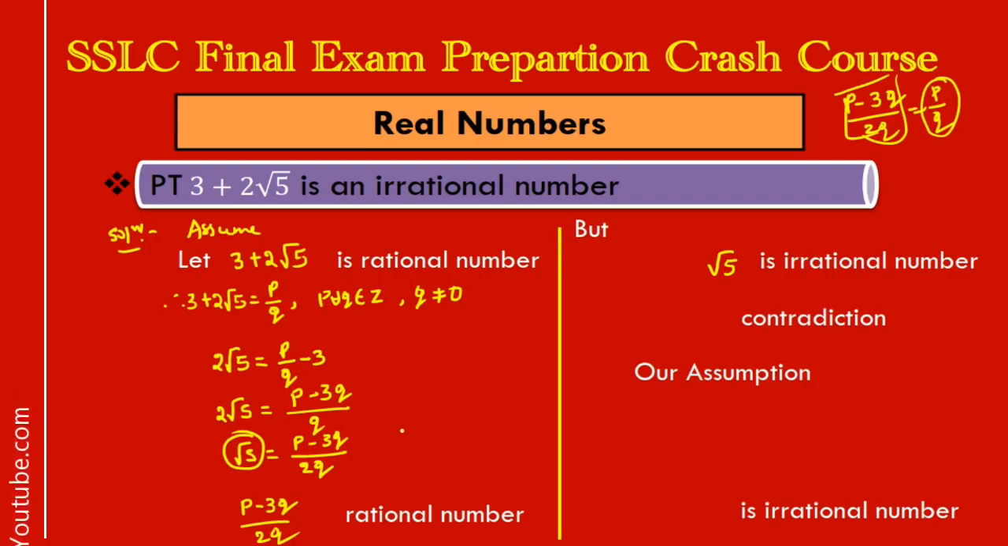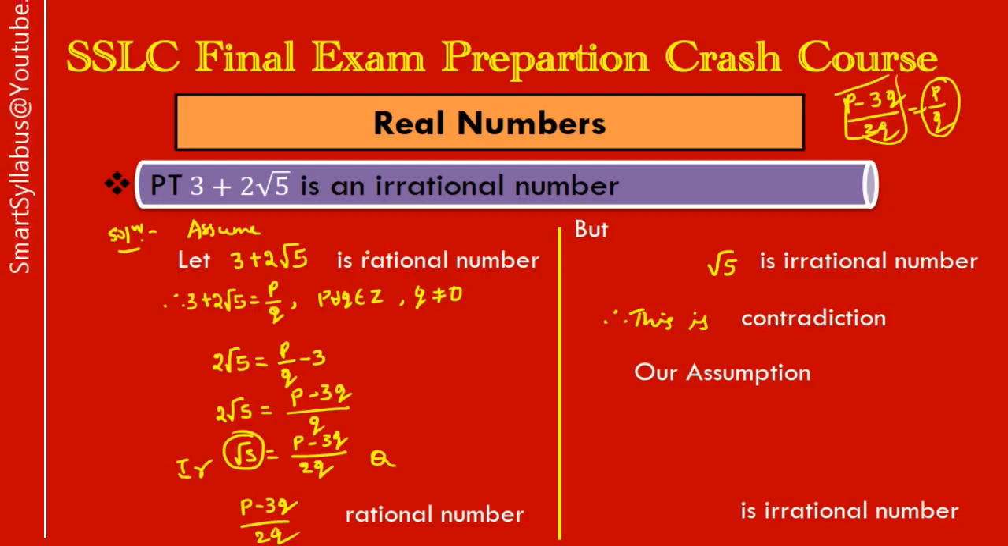So again the same problem, students. Here it is an irrational number and this side it is a rational number. A rational number is equal to an irrational number. How is it possible? It's definitely impossible. This impossibility is called a contradiction. Therefore this is a contradiction. Now why did this contradiction arise?